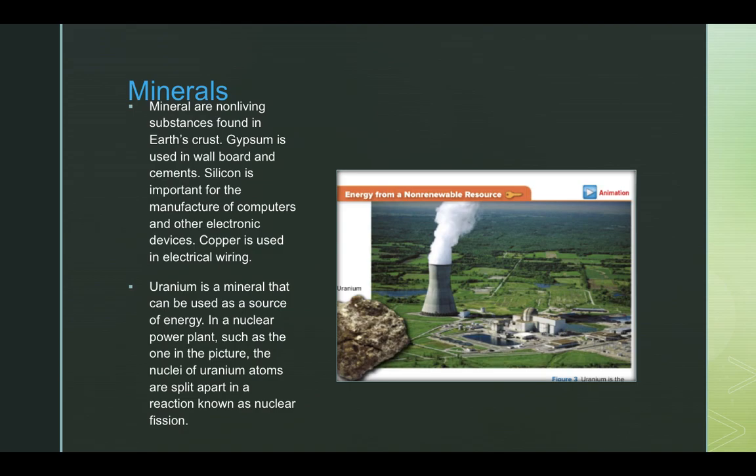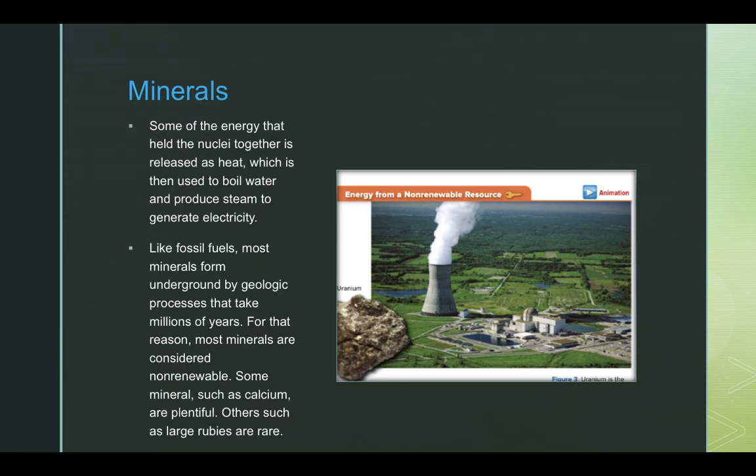Uranium is a mineral that can be used as a source of energy in a nuclear power plant, such as the one in the picture. The nuclei of a uranium atom are split apart in a reaction known as nuclear fission. Some of the energy that holds the nuclei together is released as heat, which is then used to boil water and produce steam to generate electricity.